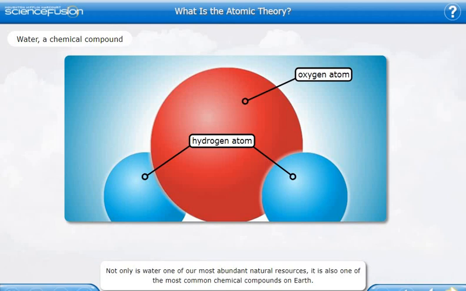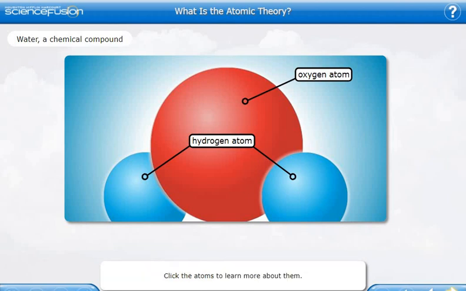Not only is water one of our most abundant natural resources, it is also one of the most common chemical compounds on Earth. A water molecule is made when two hydrogen atoms and one oxygen atom combine. Click the atoms to learn more about them.